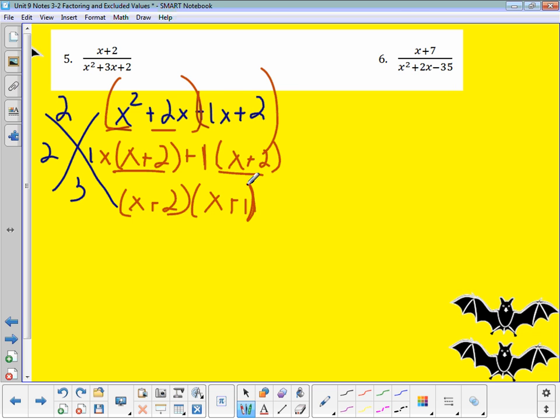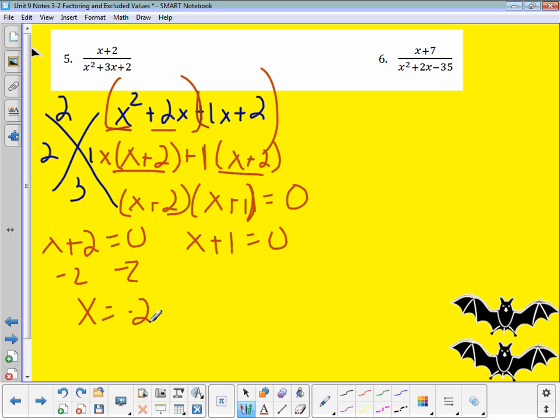Okay, so now before I do any simplifying, I want to figure out what my excluded values are. So I'm going to set both of those equal to 0. So for the first equation, when I subtract 2 from both sides, I end up getting x is equal to negative 2. Subtract 1 from both sides, and I get that x is equal to a negative 1.